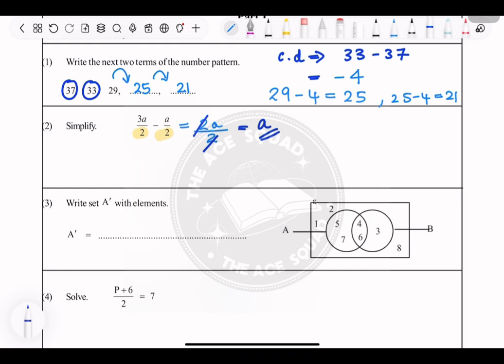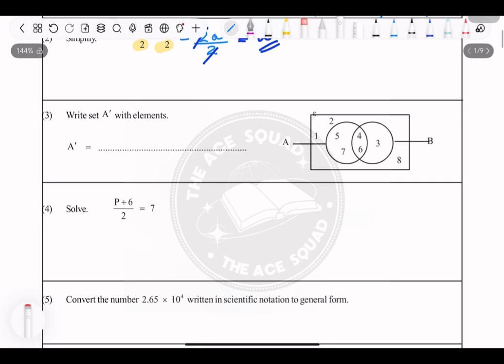Okay, so remember that in case you stop with this step, you will get 1 mark. So in order to get the 2 marks for each of these part 1 questions, you must come to this final answer of a. Okay, moving on to question number 3.